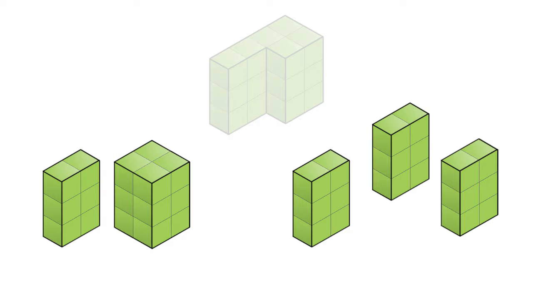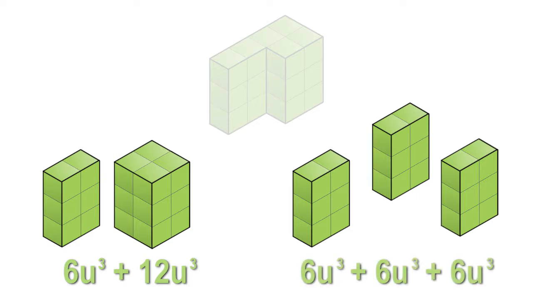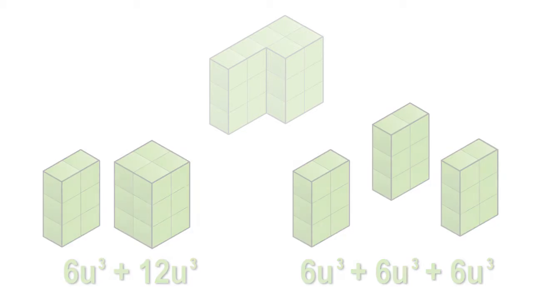If we were to write addition expressions to represent these decomposed shapes, the first expression would be 6 cubic units added to 12 cubic units, while the second expression would be 6 cubic units added to 6 cubic units added to 6 cubic units. Another way we could decompose the original three-dimensional shape would be to look for layers.